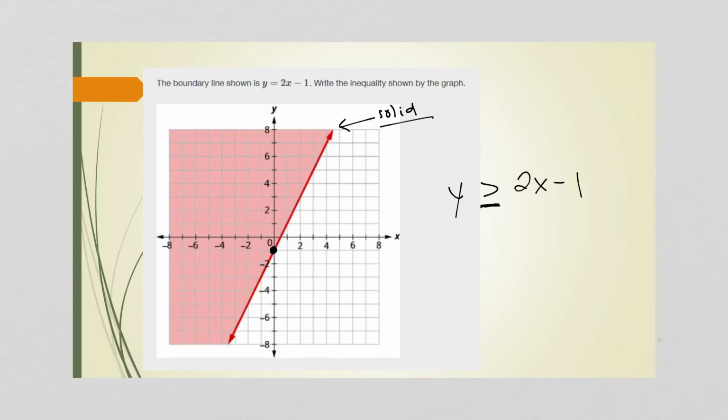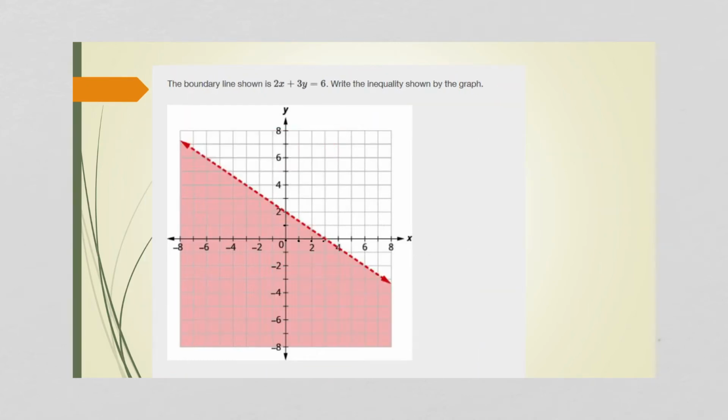All right, so we have written an inequality that goes with this graph. All right, for this problem, they tell us that the boundary line shown is 2x plus 3y equals 6. Well, that's written in standard form. It's hard to really tell what your slope is and what your y-intercept is when things are written in standard form. It's okay. We can leave it in standard form.